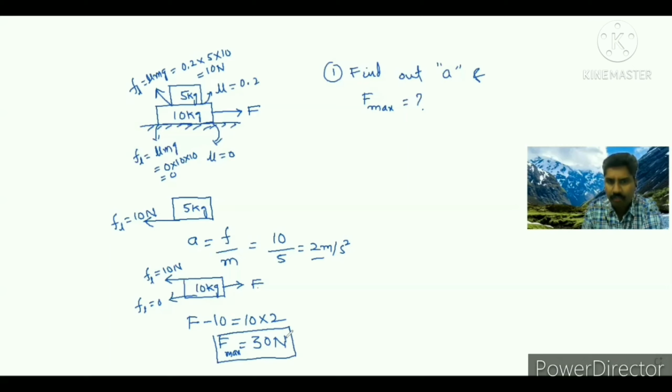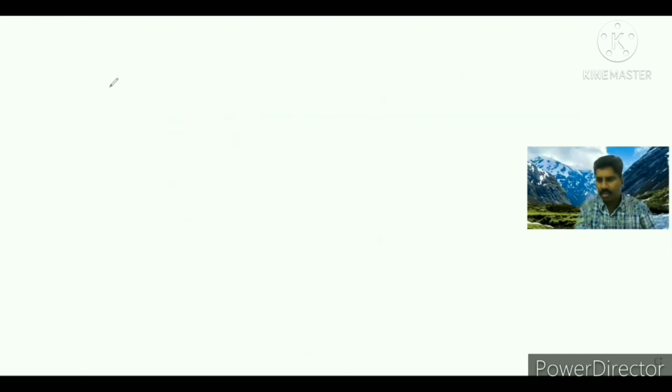So we got two answers: F max and the acceleration. This is the example for when a force is applied on the bottom block, the 10 kg block, and the F max value is 30 newtons. You remember, because the next cases also use the same example, so remember the F max for the bottom block. Next, for the top block, the 5 kg block, we will see how to calculate F max and acceleration.